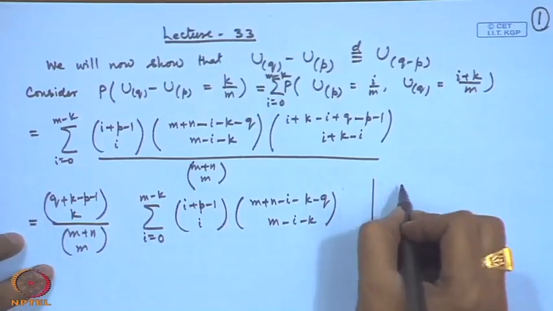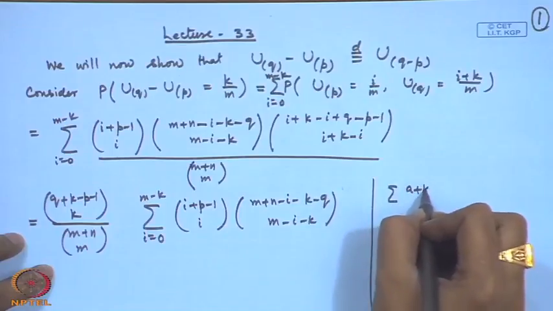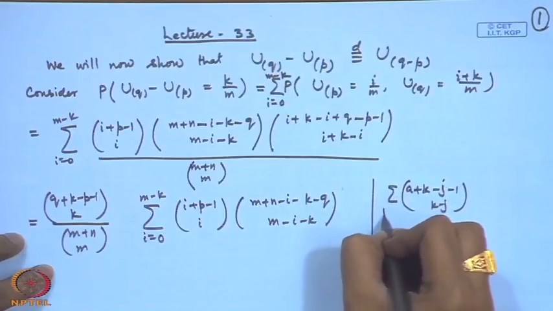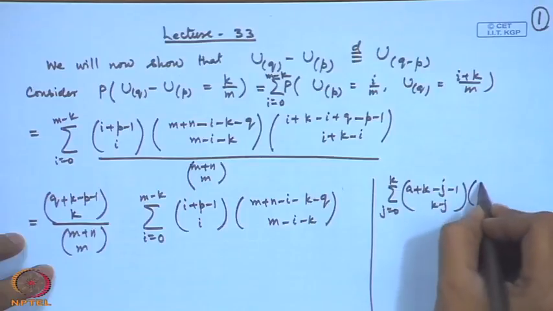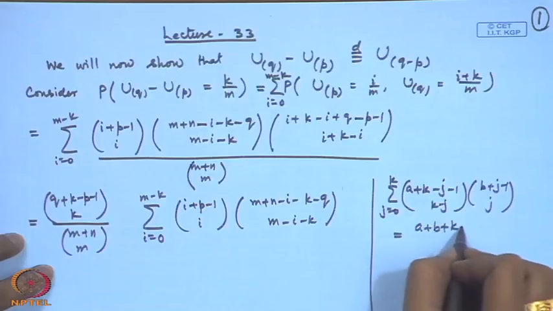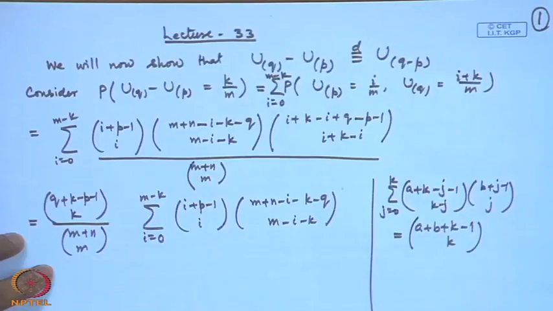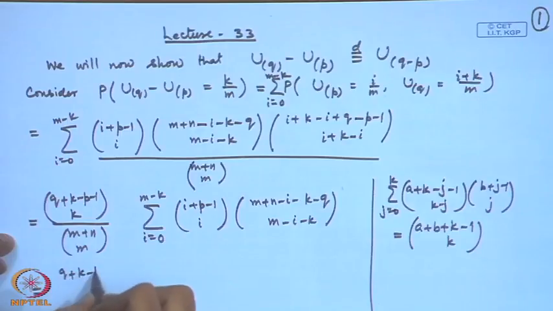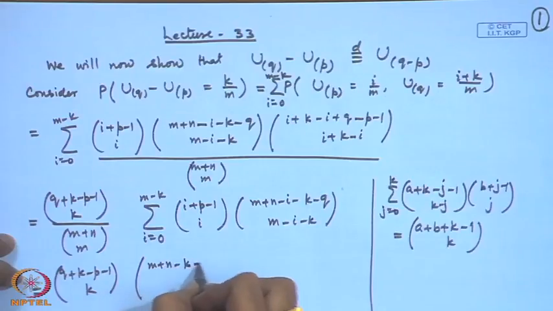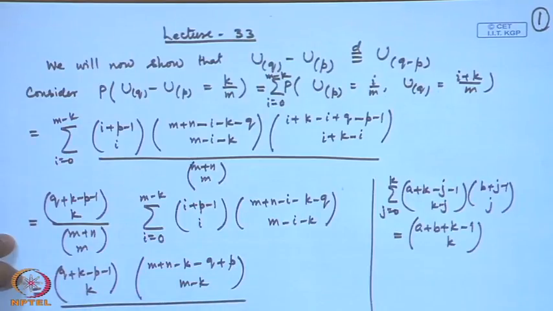Let me write that formula here. We have a plus k minus j minus 1 c k minus j, summed over j equal to 0 to k, into b plus j minus 1 c j, that is equal to a plus b plus k minus 1 c k. So, this becomes simply equal to q plus k minus p minus 1 c k, m plus n minus k minus q plus p c m minus k, divided by m plus n c m.